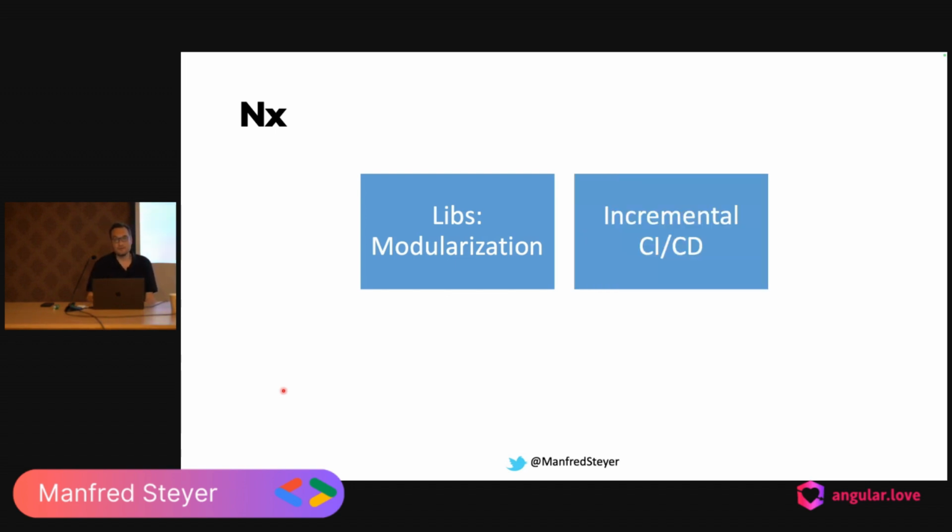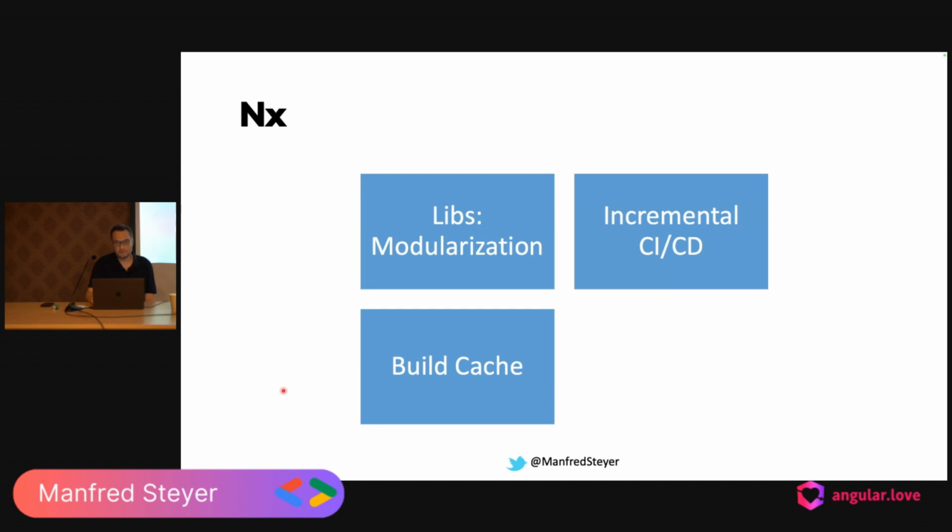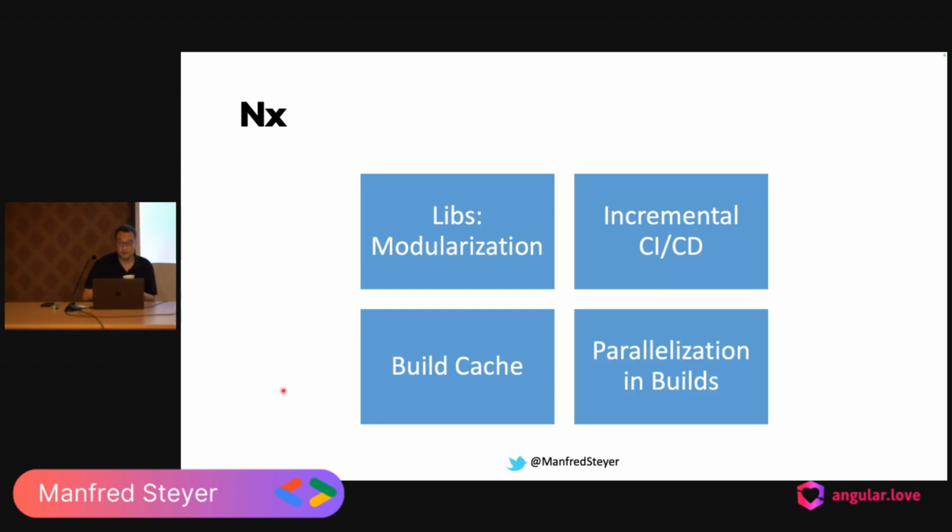That means we don't need to build everything every time. And we don't need to retest everything every time and relint it. NX knows what has been changed. And then only the changed stuff will be rebuilt, relinted, retested. And to speed it further up, we have the so-called build cache, but also we can do everything in parallel in the NX cloud.